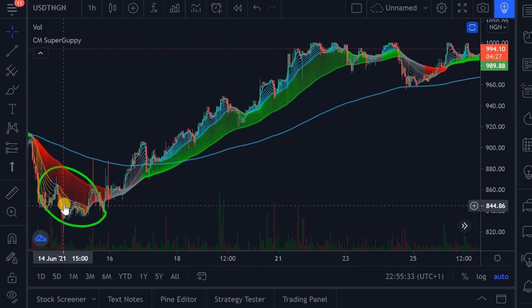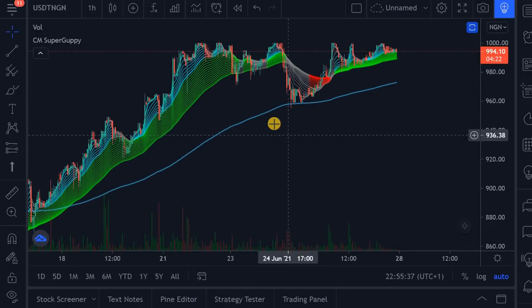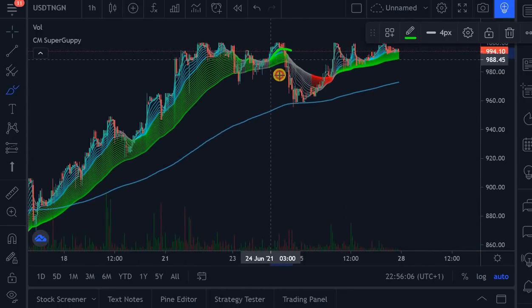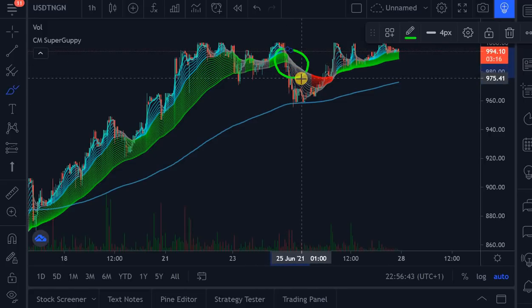So if I had bought at this low region right here, I could get a chance to sell at a higher region. This is exactly where you would have to sell because this is where there was a change in trend from a green to a gray. Like I said, when there is a change in trend, that is a good time to place your trade.